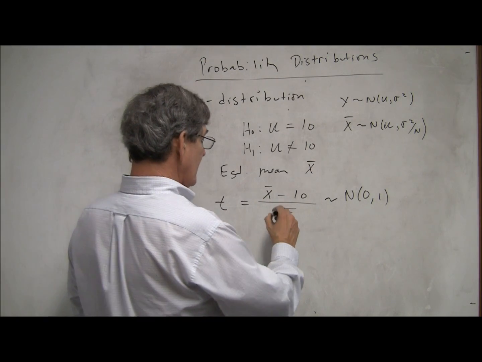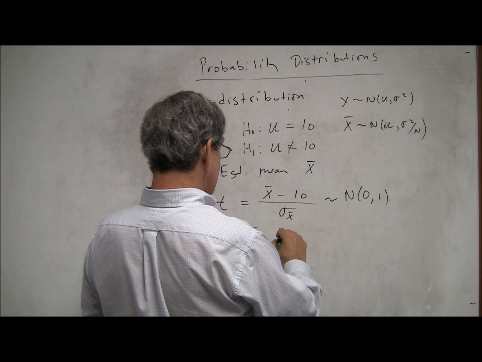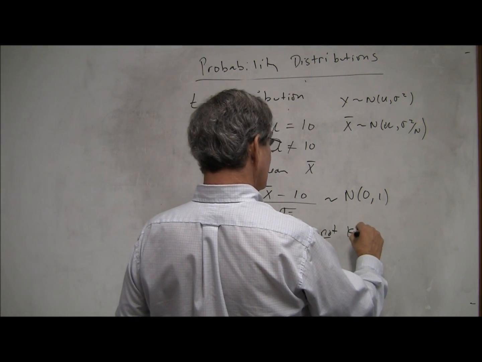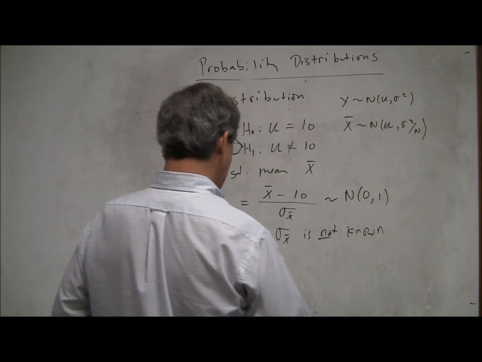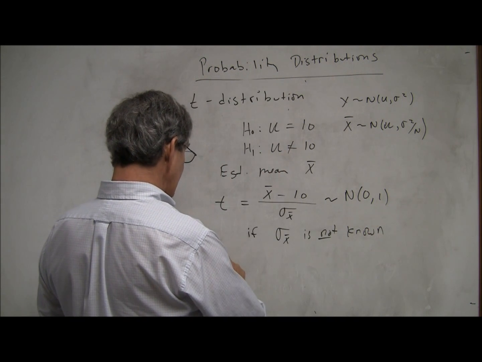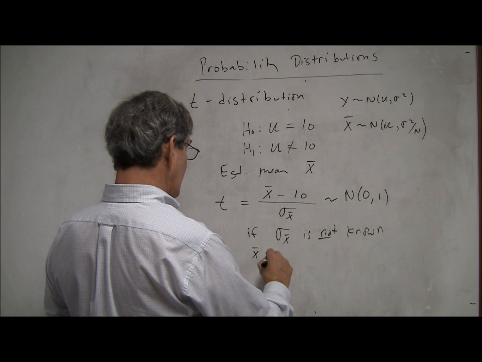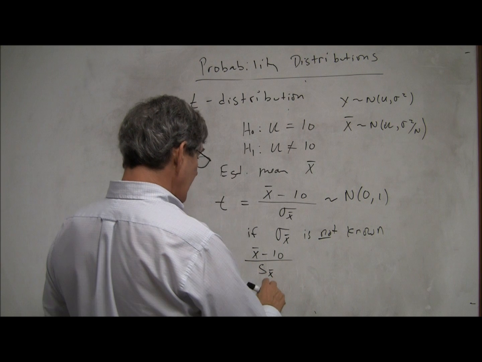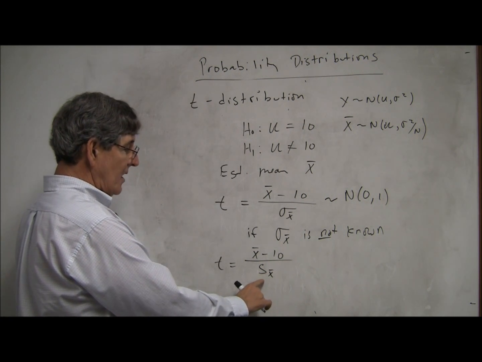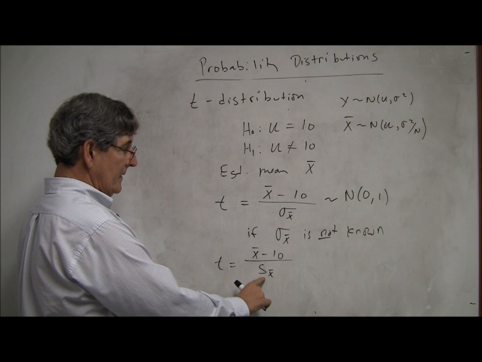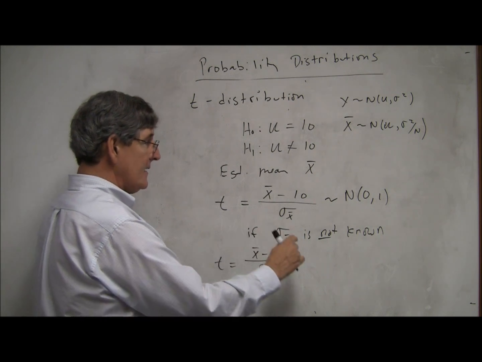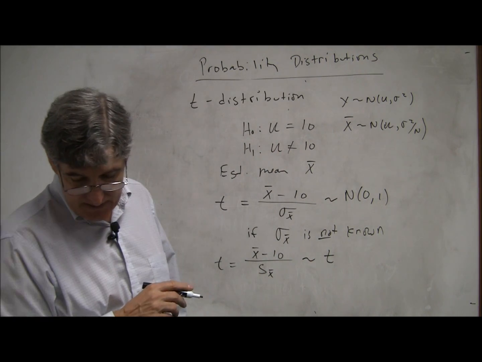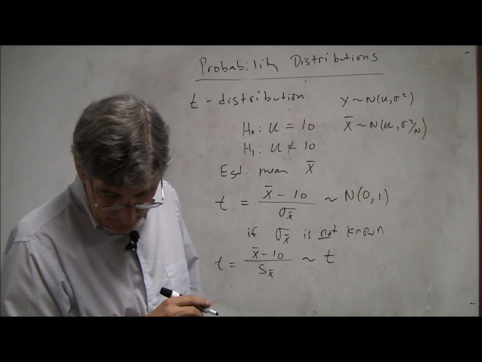The thing is, though, if sigma x bar is not known, which is the usual case, and we replace it with our estimate, and we use t equals x bar minus 10 over s of x bar, that's the estimated value. And we'll talk about how to do these estimates later. So we don't actually know this. Then this is distributed t. And the degrees of freedom are n minus 1.